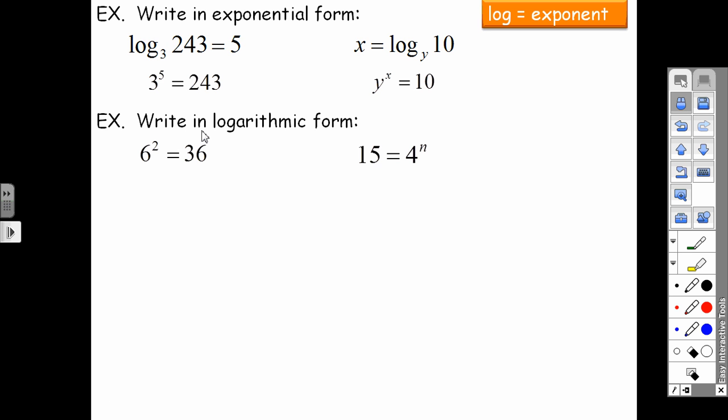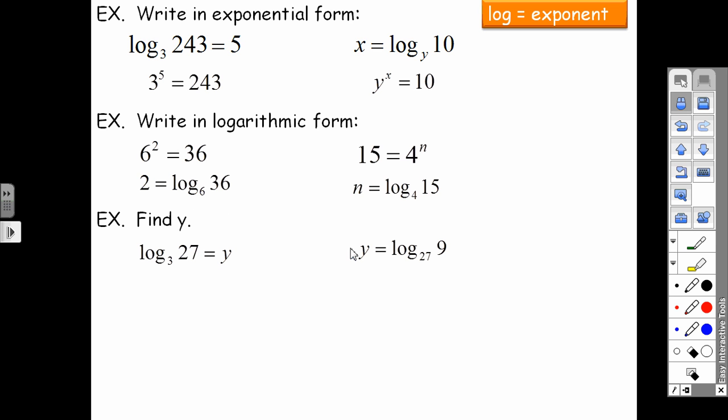What if you needed to write it into logarithmic form? Okay, so remember this right here is y. This is your base. So we're going to say 2 is equal to log base 6 of 36. Let's try 15 equals 4 to the n. So this is our exponent. This is our base. So we have our exponent equals our log base 4 of 15.